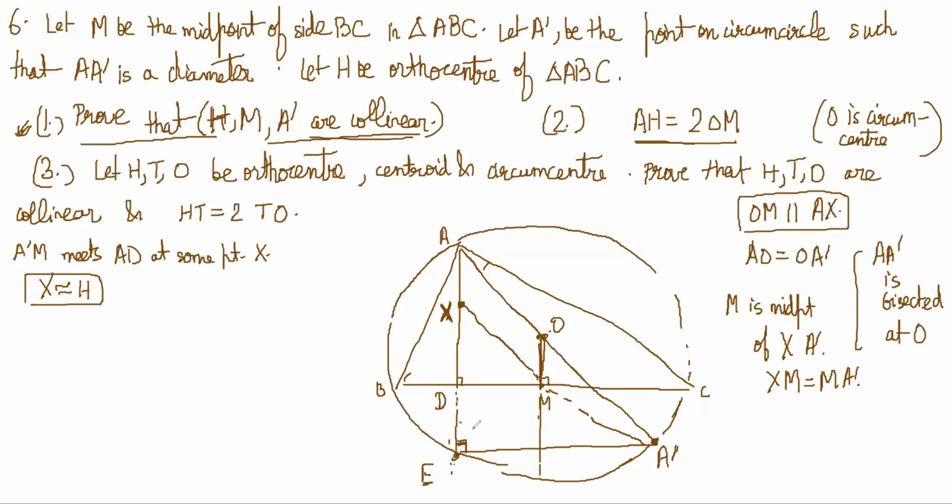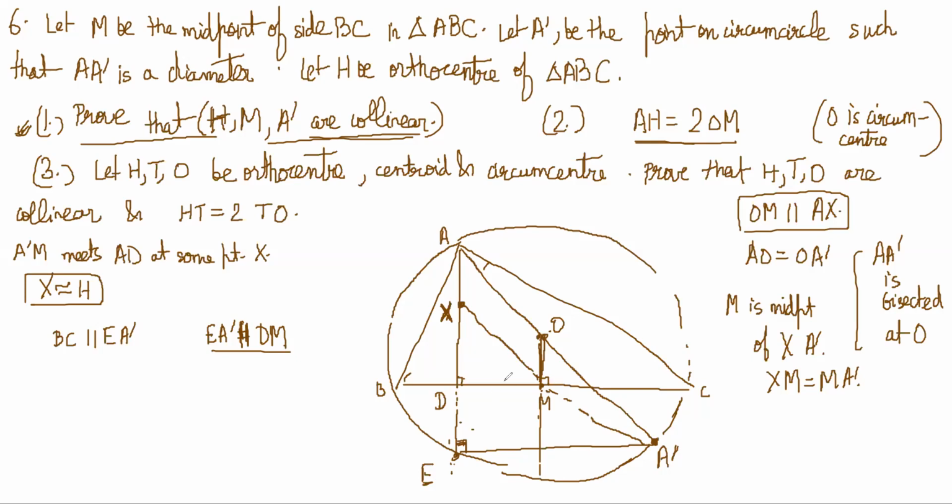Now you will say that it is parallel. So now BC is parallel to EA', because 90 and 90, right? Corresponding angles. So EA' is therefore parallel to DM, right? And we also know that M is the midpoint of BC.